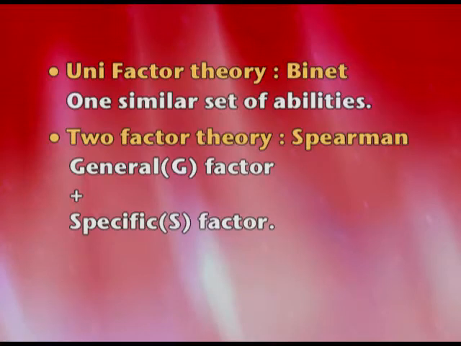So we have the G factor, general, given by Binet, for all kinds of tasks, whereas specific ability talks about a particular specialization, a particular field in which the person is exceptionally good. That was about Charles Spearman. We move on to the third theory.